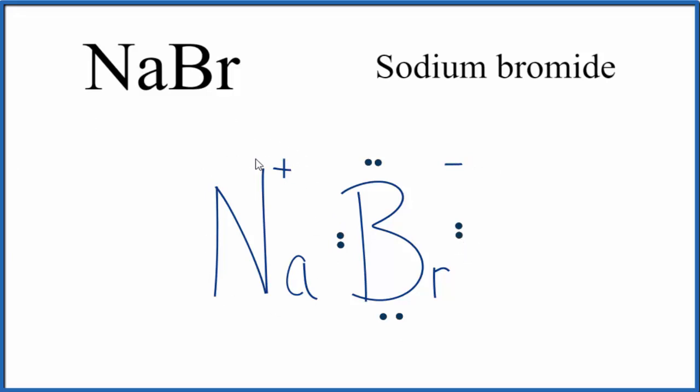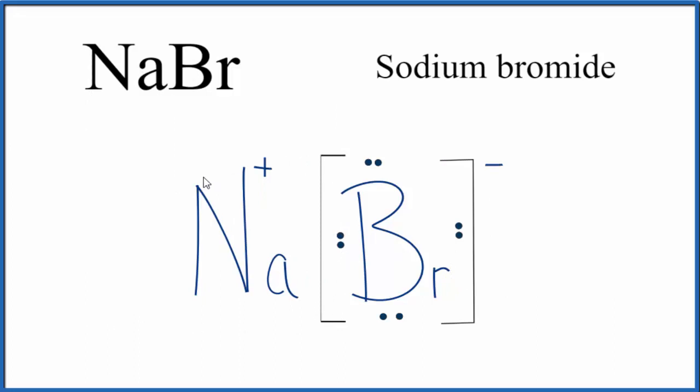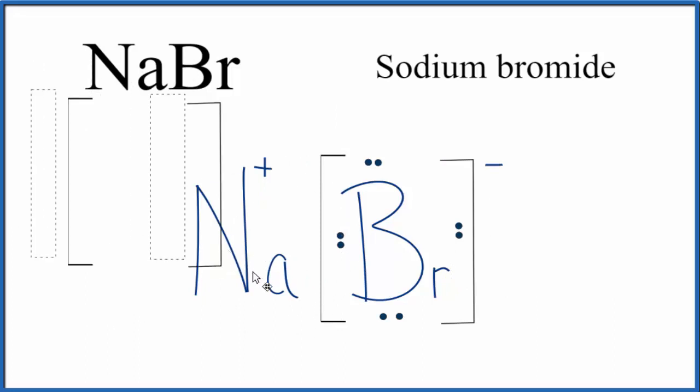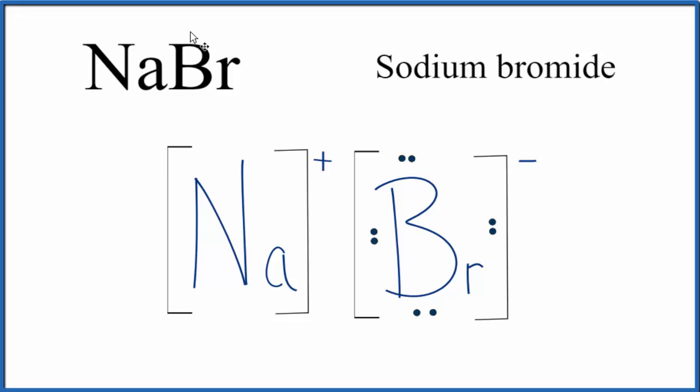To show that the electrostatic attraction is what forms the bond, and not the sharing of electrons like in a covalent bond, we'll put brackets around the negative ion. Often you'll also see brackets around the positive ion. And that makes this the Lewis structure for NaBr, sodium bromide.